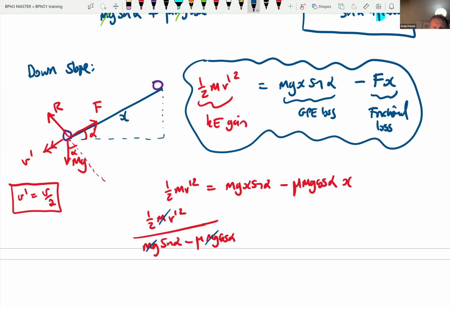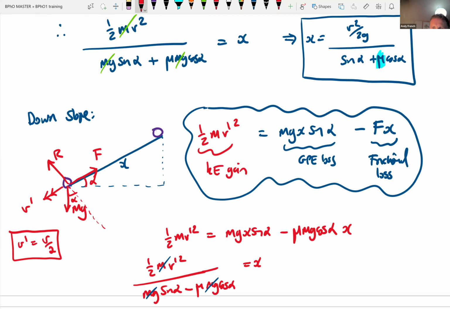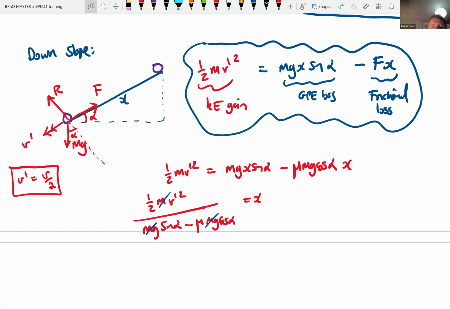And if we divide, we can cancel our m. There you go. So what have we got? That's equal to x. We'll have something very similar to the box we had before, except now the sign of the mu g cos alpha bit is different. Therefore, our x quantity is going to be v dash squared on 2g divided by sine alpha minus mu cos alpha. So there we go.